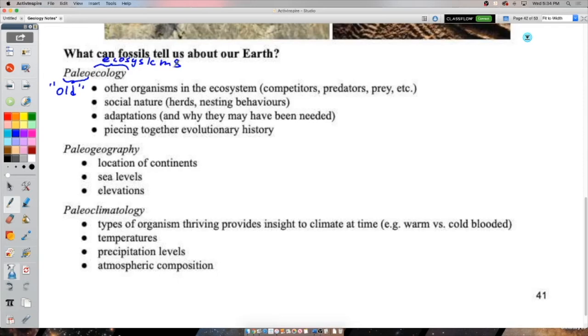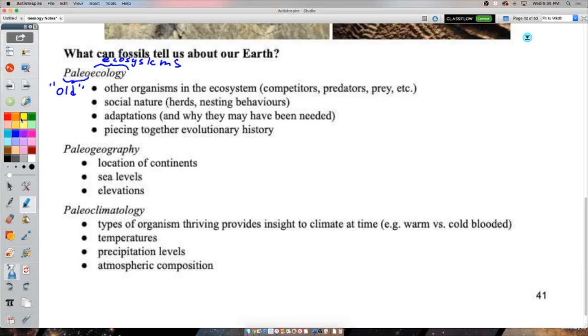Okay, so paleoecology means the study of old ecosystems. So by studying fossils, we can learn about other organisms in the ecosystem, right? We can learn, okay, it looks like these guys were hunted by these guys because we found tooth marks on their bones from this organism or whatever, right?